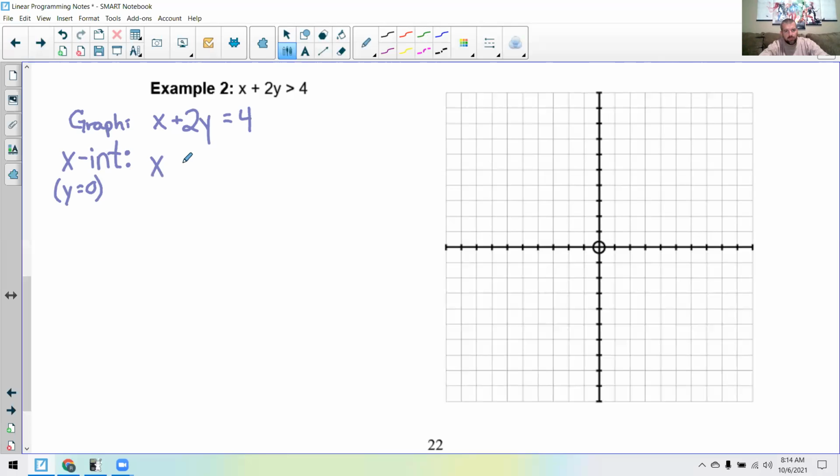So I get x plus 2 times 0. 2 times 0 is just going to go away, so I'm just left with x is 4. So I get the coordinate x is 4 when y is 0. 4, 0. 1, 2, 3, 4.